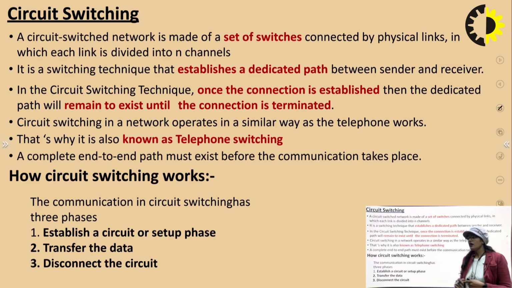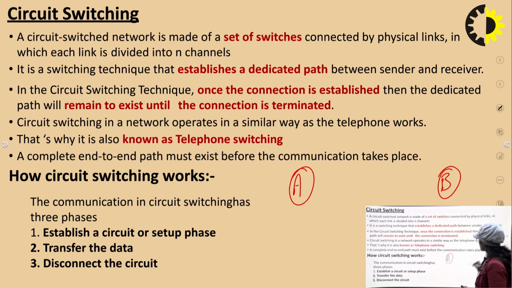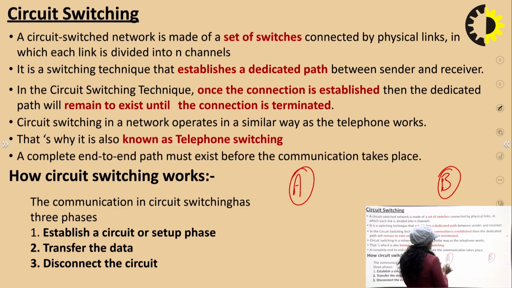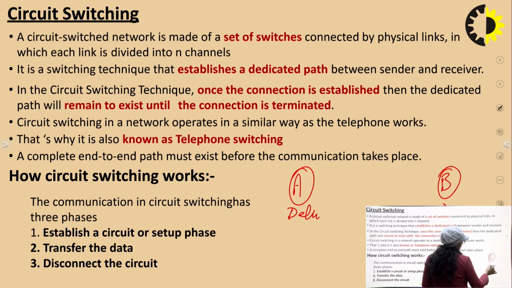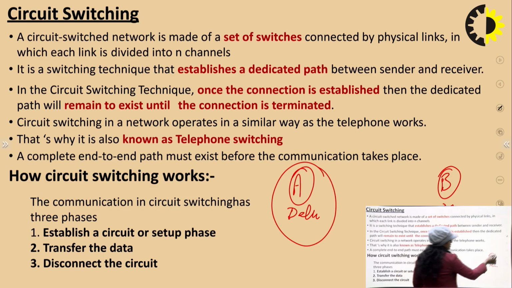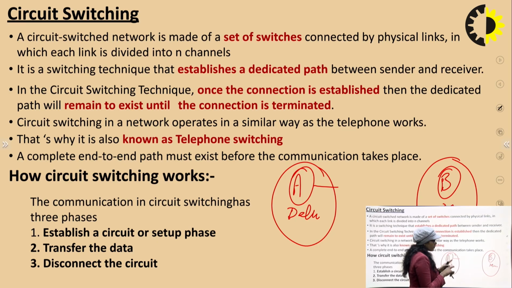Because if a sender is at this particular location and the receiver is at this particular location, for example this location is in Delhi and this location is in Mumbai, then between them, if we are talking about a dedicated link, this is not possible through a single link.